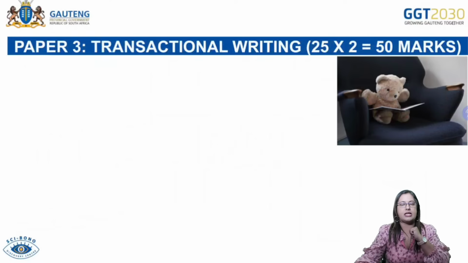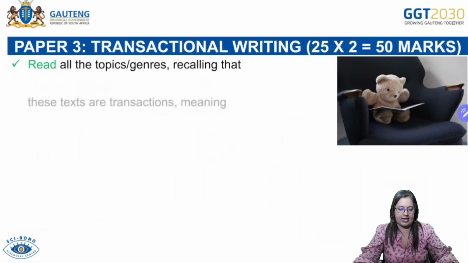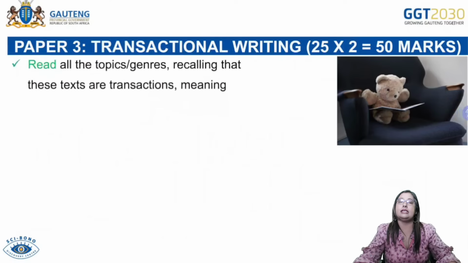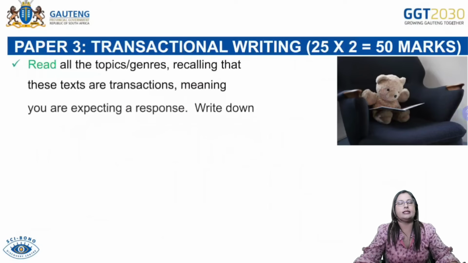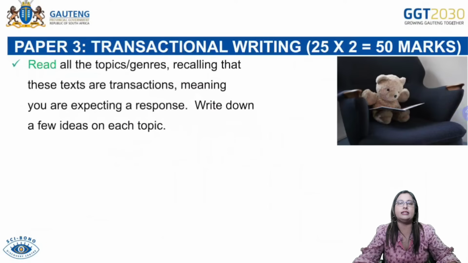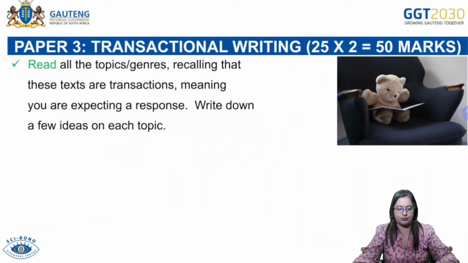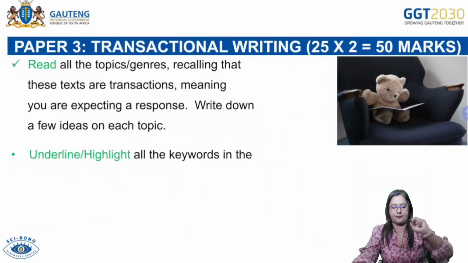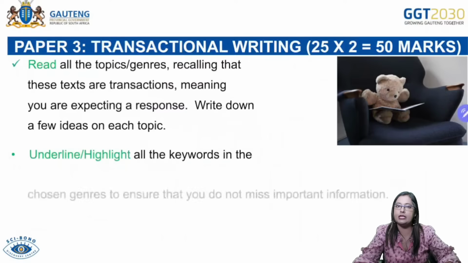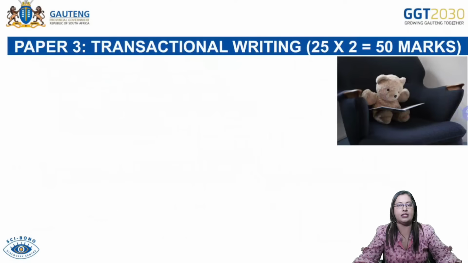Okay, then we've got the transactional pieces. 2 of the pieces there for 25 marks. Now here again, please read all the topics and identify the genres that you are going to have to look at. In other words, remember, this is a transactional piece, meaning that you are expecting a response from the recipient. So write down a few ideas on each of the topics again, and then eliminate the ones that obviously are not for you. You're choosing 2 topics here. Underline and highlight all the keywords, again, of the chosen genre so that you don't miss out any of the information.